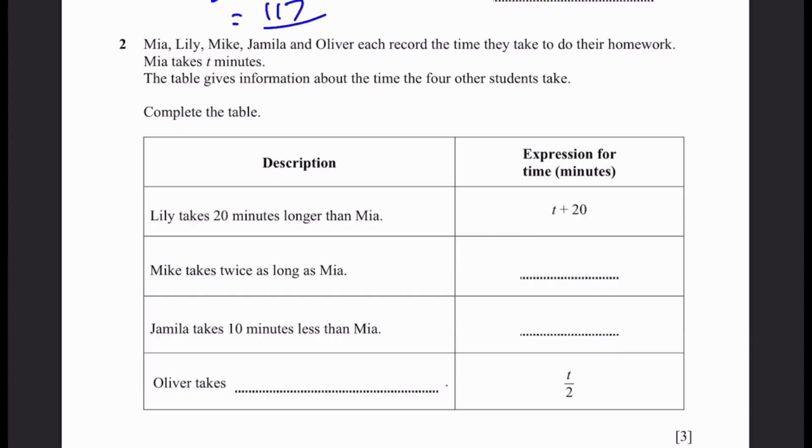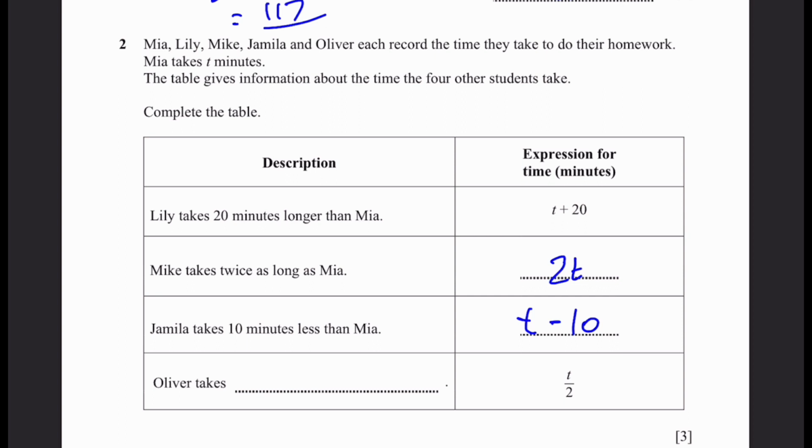Mia, Lily, Mike, Jamila, and Oliver each record the time they take to do their homework. Mia takes 10 minutes. The table gives information about the time that the other 4 students take. Complete the table. Lily takes 20 minutes longer than Mia, that's t plus 20. Mike takes twice as long as Mia, which is 2t. Jamila takes 10 minutes less than Mia, that's t minus 10.